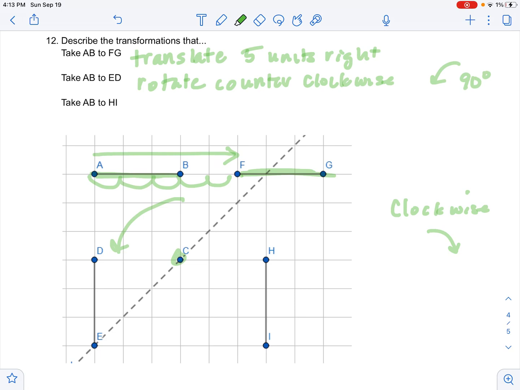Let's look at taking AB to HI. This one's kind of cool. We're going to reflect it over this line. Look at this. There's our perpendicular bisector. B and H go together, and A and I go together. So reflect over the dotted line.